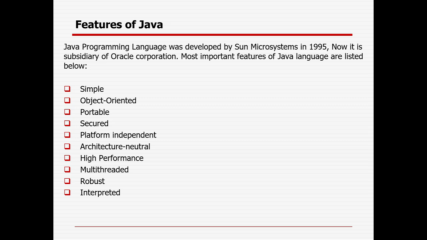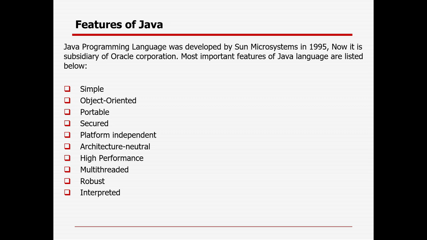Platform independent, already mentioned. Java is platform independent because, unlike other programming languages like C and C++, which are compiled into platform-specific machines, Java is write once and run anywhere, anytime. Architecture neutral: the Java compiler generates an architecture-neutral object file format, which makes the compiled code executable on many processors with the presence of the Java runtime system, or JRE.